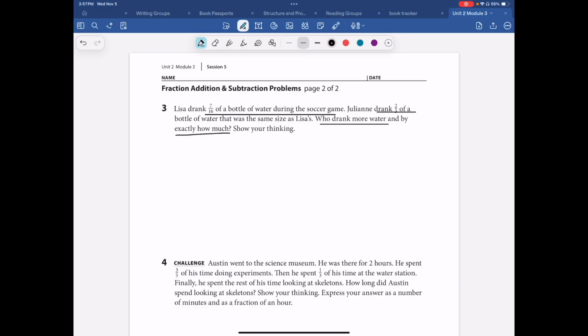And then you also have to compare who drank more. Now, finding a common denominator is going to help you compare by who drank more. So I should see on your papers, after you do all your work, maybe blank, either Lisa or Julianne, drank more water by however much. So by however much goes in that blank. Okay. Again, you're subtracting. You're going to need some common denominators to solve for this.